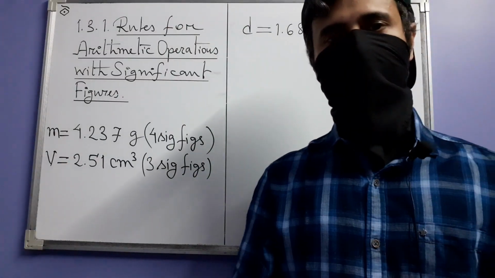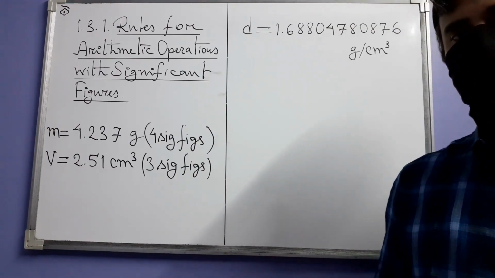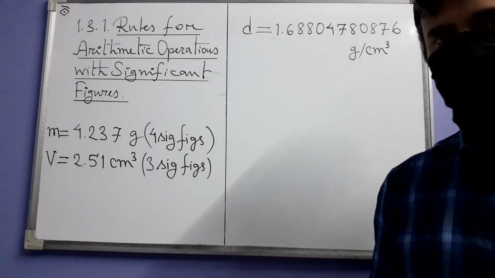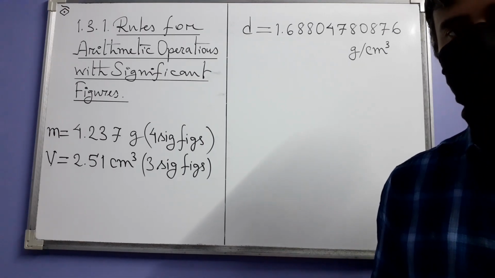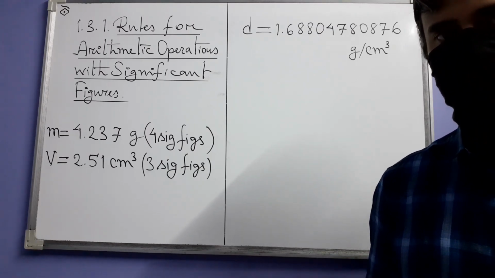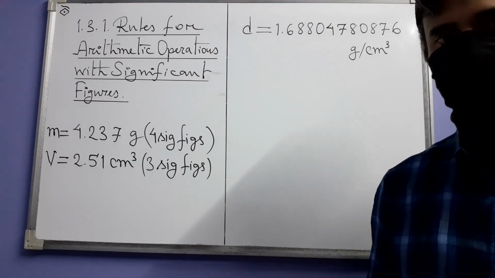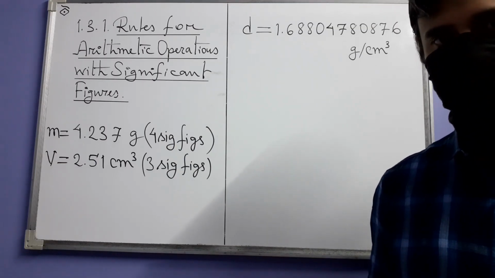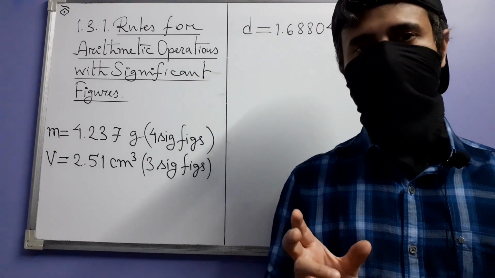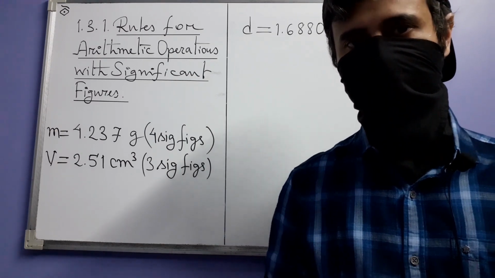Let us next see rules for arithmetic operations involving significant figures. We have already seen that when we measure a physical quantity using some kind of device, we are bound to make errors because the device has its own limitations. So our measurement can only be approximate. That is the best we can do. It will never be exact. And we also have seen how we can use significant figures to indicate how precise the measuring device is.